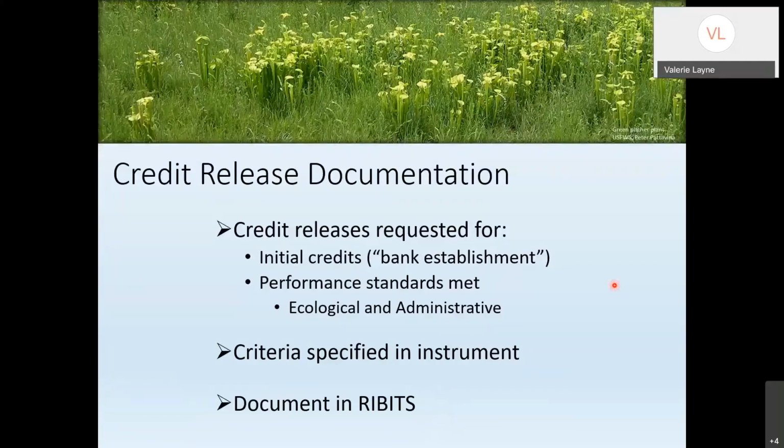So credit releases are not automatic. The bank sponsor requests a credit release and provides documentation for how the performance standards have been met. The regulatory agencies then review the documentation and determine the actual amount of credits that are going to be released. The criteria for credit releases is specified in the instrument, often in one of the attachments or exhibits, as Veronica was talking about. And documentation of the credit release should be uploaded into RIBITS, which is the regulatory agency's database for mitigation and conservation banking.